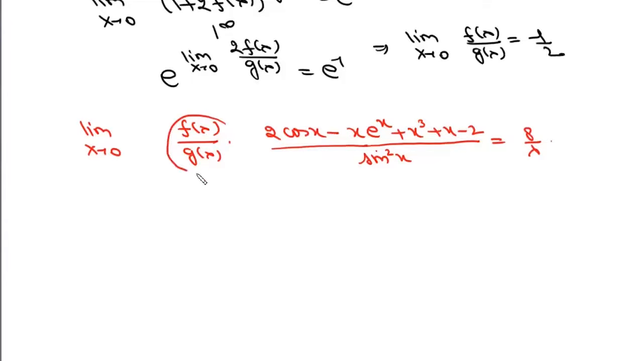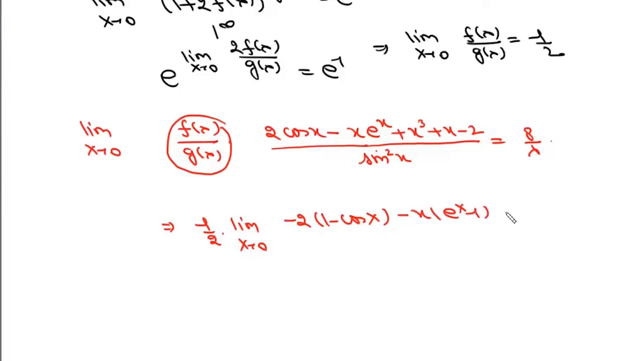Now we have already worked this out. This is minus 1 by 2, so it will be this minus 1 by 2, and then this limit x tends to 0. Now we write this as minus 2 times 1 minus cos x minus x into e to the power x minus 1 plus x cube upon sin square x, and it is equal to 8 upon lambda.